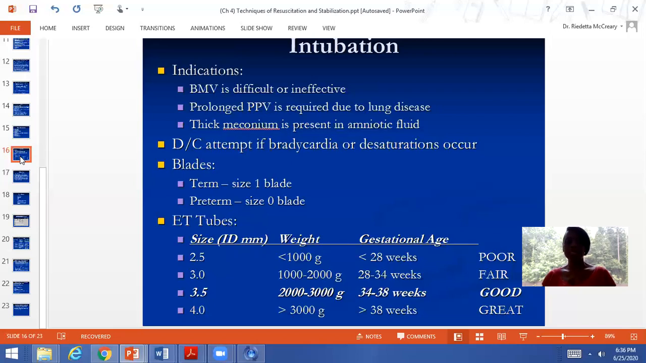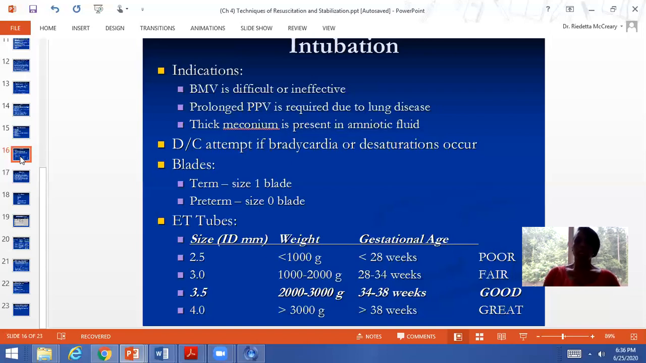The blade sizes is really 3 of them. You got a size 1 blade, a size 0 blade, and then a double O. We got the double O blades for the extremely preterm. So that's a really short, skinny little blade. We use Miller blades, not Mac, for neonates. Now for the ET tubes, the easiest way to remember this is always think 3.5.